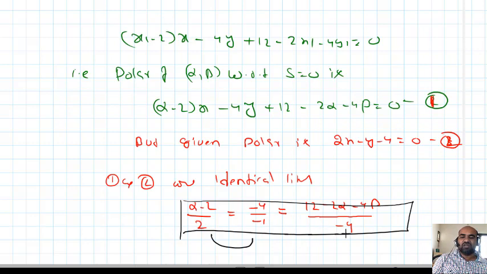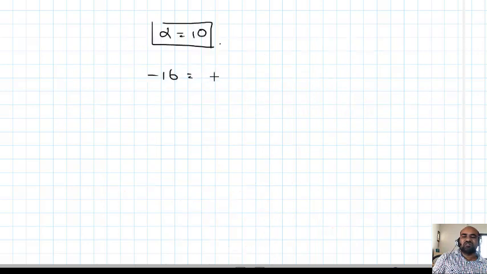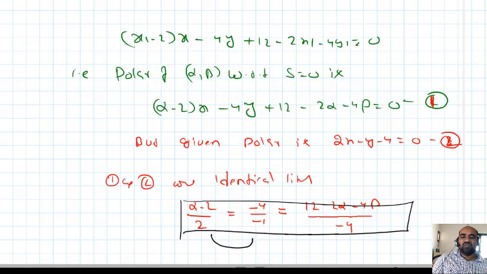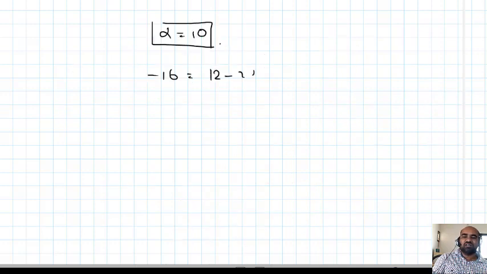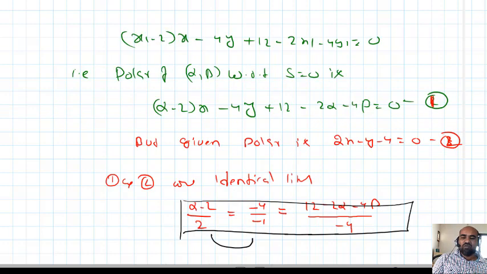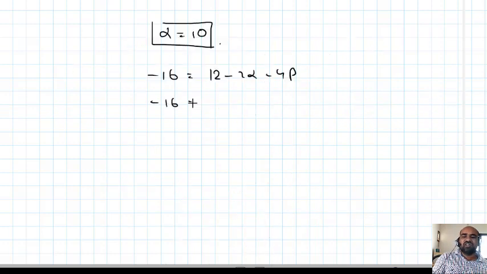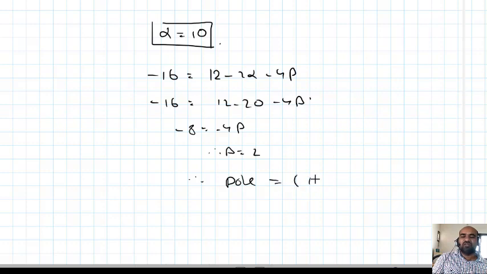Next I want to compare these two. So minus minus get cancelled. So what will we get? Minus 16 equal to 2 into 12 minus 2 alpha minus 4 beta. Okay, minus 16 equal to 12 minus, we just got alpha 10, I can write here, minus 4 beta. So this is minus 8, plus 8, minus 8 equal to minus 4 beta, so beta equal to 2. Therefore the required pole equals 10 comma 2.